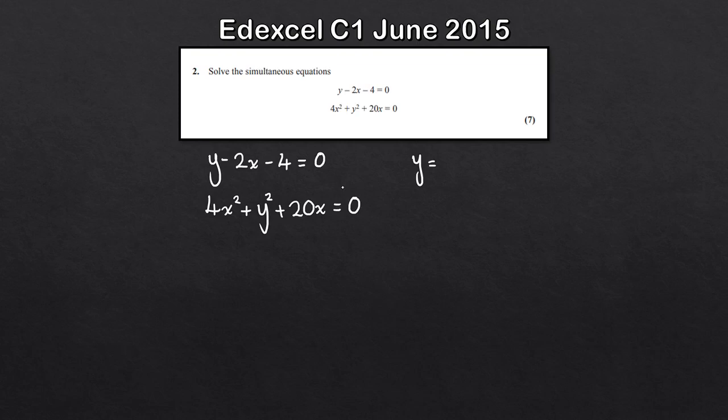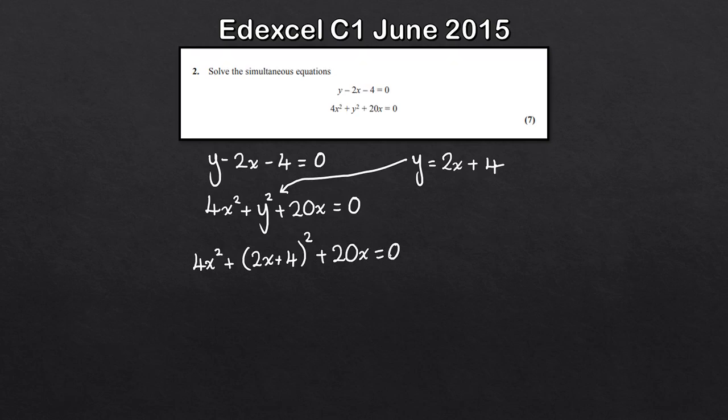So in this case, I'm going to make it y equals. So if I make this y equals, I'm going to add 2x to both sides, and I'm going to add 4 to both sides to balance these equations. So I get 2x plus 4. Okay, so that's my rearranged version of y there. So now I'm going to substitute this y into this y squared. So I get 4x squared plus y squared, so that's going to be plus 2x plus 4 all squared, and then plus 20x. And this is all equal to 0.